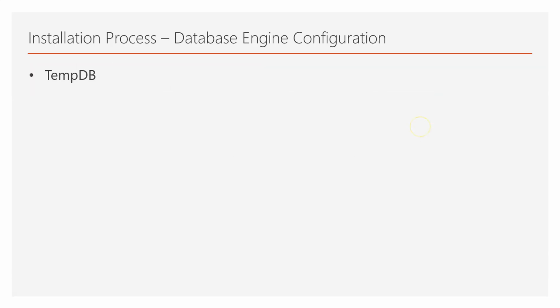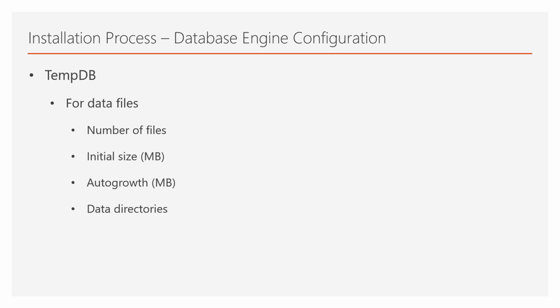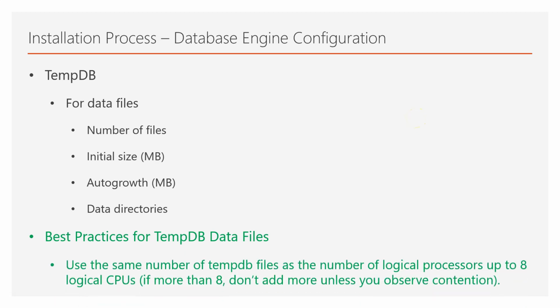Now, let's talk more about the TempDB setup process during installation, and more specifically during database engine configuration. So, for the data files, you need to specify the number of files, the initial size in megabytes, auto-growth settings, again in megabytes, and then data directories. Now, the best practice is to use the same number of TempDB files as the number of logical processors, up to 8 logical CPUs. Now, if your server has more than 8 logical CPUs, do not add more data files for TempDB unless you observe contention.